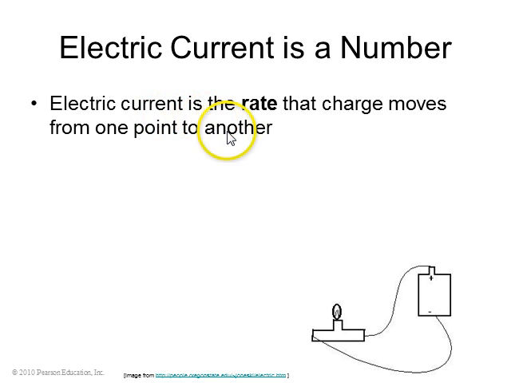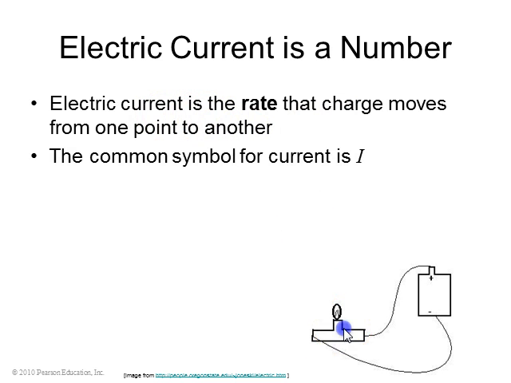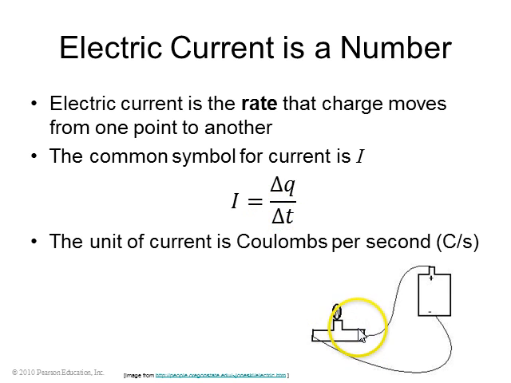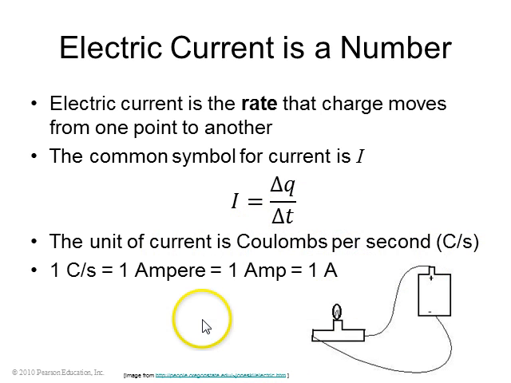So current is a number. Electric current is the rate that charge moves from one point to another. The symbol is I. So if a certain amount of charge, delta Q, moves through this light bulb every amount of time, delta T, then you divide delta Q by delta T, that's the current. Charge is measured in coulombs, time is measured in seconds, so the unit of current is coulombs per second. And we have a special name for that, it's called the ampere. 1 coulomb per second is 1 amp, with the letter A.